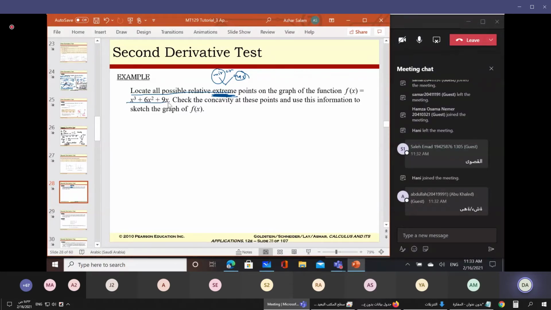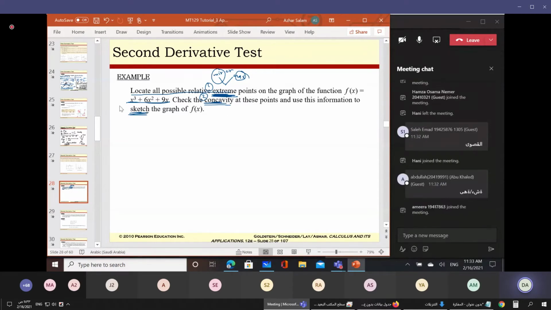This function is given, which is f of x equals x cubed plus 6x squared plus 9x. Check the concavity at these points and use the information to sketch the graph. So I also have to sketch a graph. First find the extreme points, then check the concavity, then sketch a graph. Three questions. Okay, I will begin with extreme points.